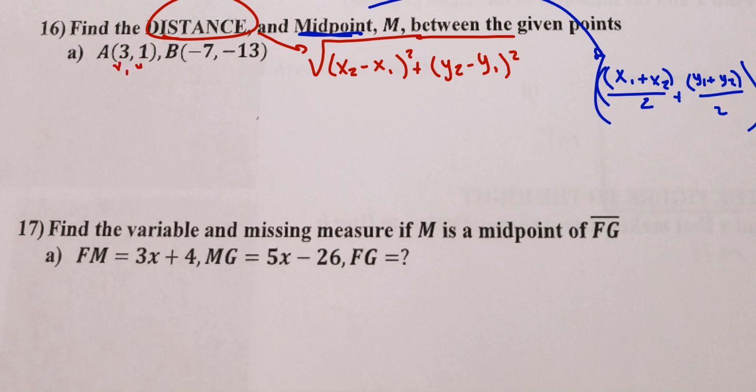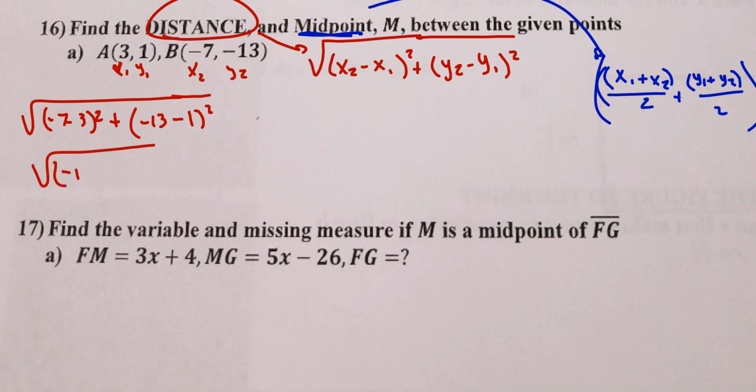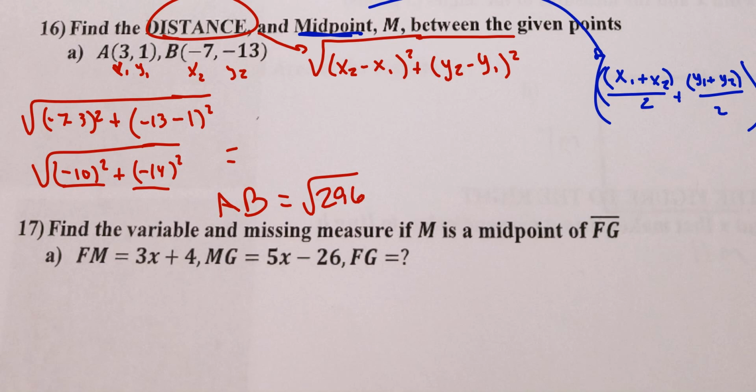So that's x1, that's y1. This is x2, that's y2. So I'm going to plug it in. I'm going to have negative 7 minus 3 squared plus negative 13 minus 1 squared. I get the square root of negative 10 squared plus negative 14 squared. 10 squared is 100. That's 196. So AB is going to be the square root of 296, which is 17.2.